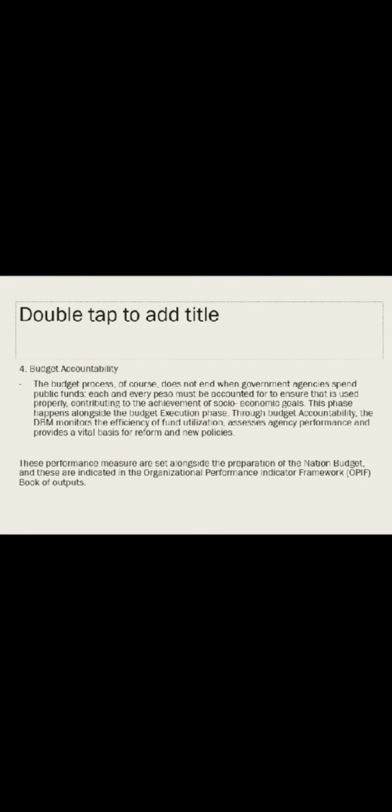Number 4. Budget accountability. The budget process of course does not end when government agencies spend public funds. Each and every peso must be accounted for and ensured that it is used properly, contributing to the achievement of socio-economic goals. This phase happens alongside the budget execution phase. Through budget accountability, the DBM monitors the efficiency of funds utilization, assesses agency performance, and provides a vital basis for reform and new policies.